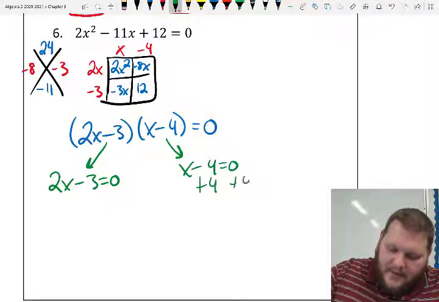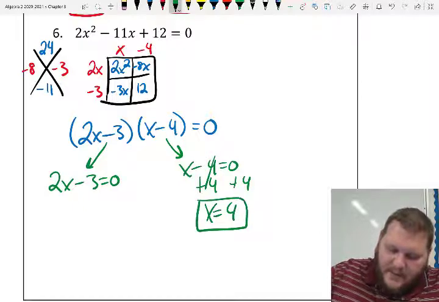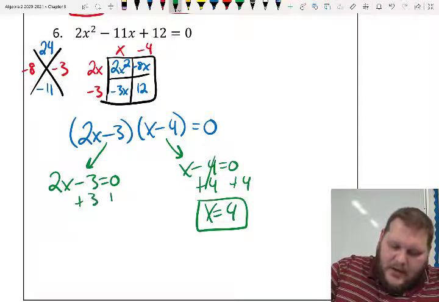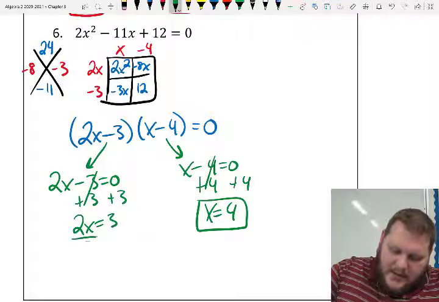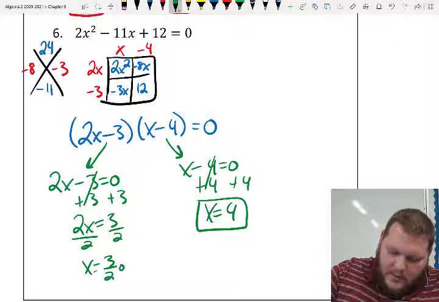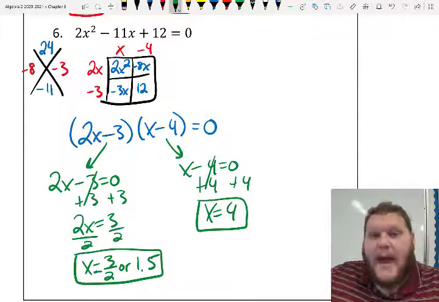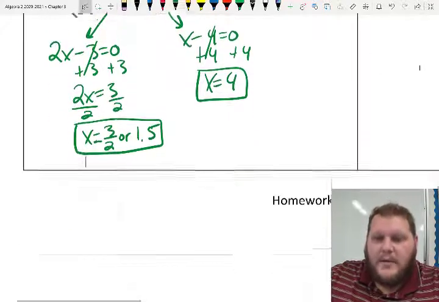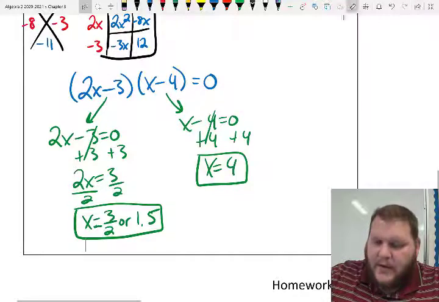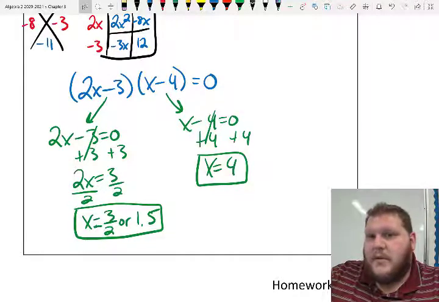We'll do the easy one first by adding 4 on both sides. Our first solution is positive 4. Over here, if I add 3 on both sides, 2x equals 3. I divide by 2, and I get 3 over 2, or 1.5. If you want to put it as a decimal instead of a fraction, if that's what floats your boat and makes you happy, then that's fine with me. So positive 1.5 and positive 4 are my two solutions for number 6.